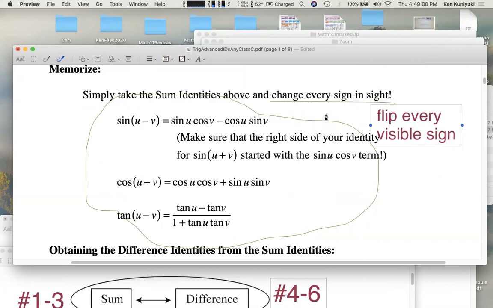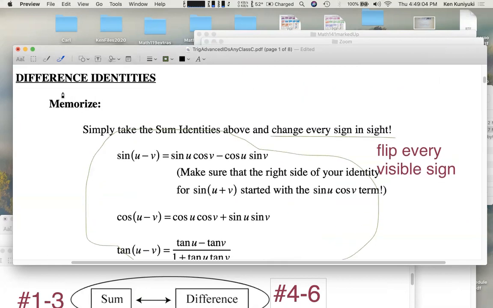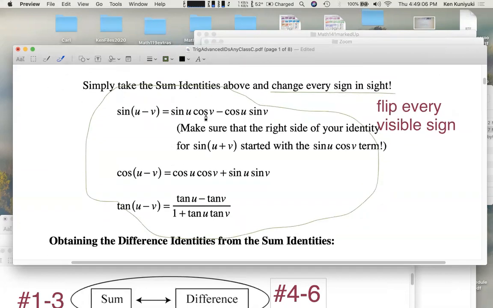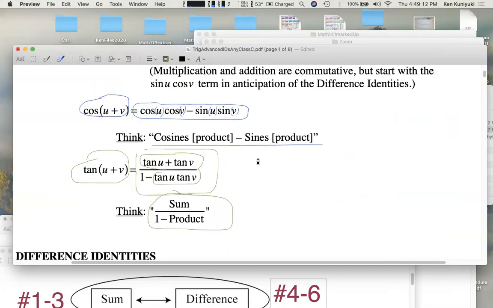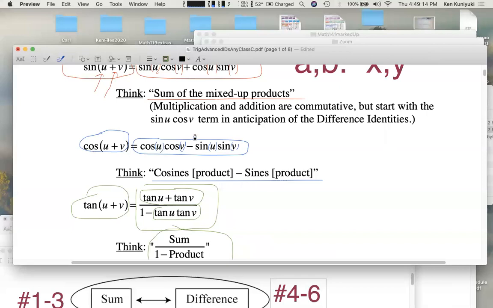So every sign in sight. The plus signs here go to minus signs because we're doing difference identities now. Right? The plus sign from before becomes a minus sign now. The minus before, remember that the sum identity for cosine had a minus in here. And that's important because that helps explain why the derivative of cosine of x is negative, or the opposite of sine of x. It's that minus sign there.